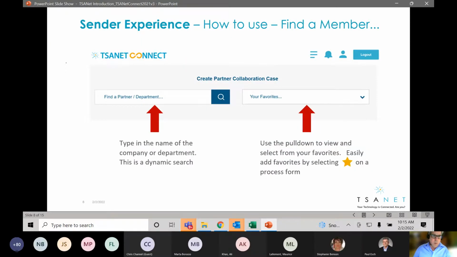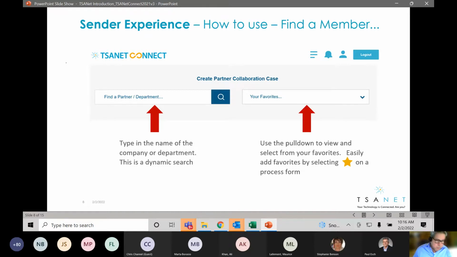Everyone that is a member has their own landing page. If you don't, you can go to connect@tsanet.org, or you can just go to tsanet.org and click on member login, and you will get to your own landing page one way or another. It's going to be based on the email domain, and it's going to take you to your own landing page.